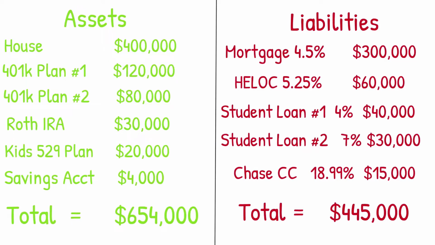And then we see the Chase credit card, 19%, $15,000. We don't need to look any further. We know that thing, we got to get rid of it at all costs. So no matter what we need to do, that Chase credit card, that is enemy number one, and we're coming after it.